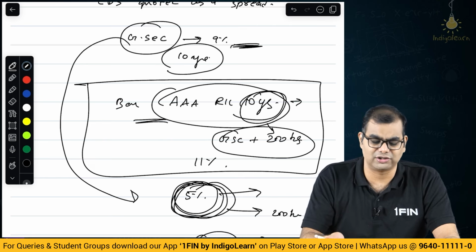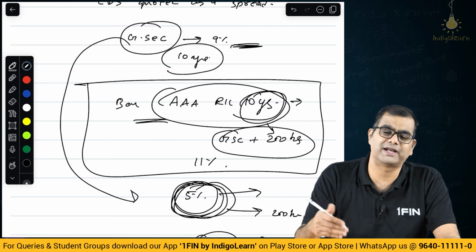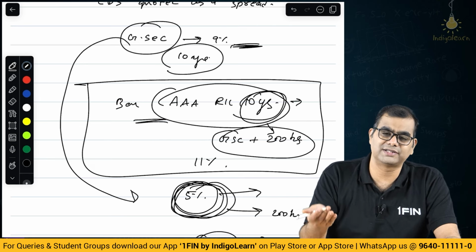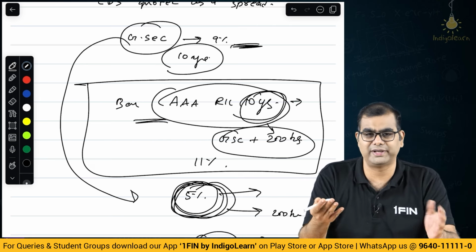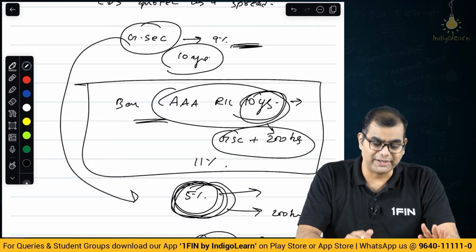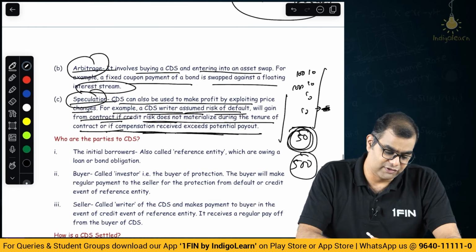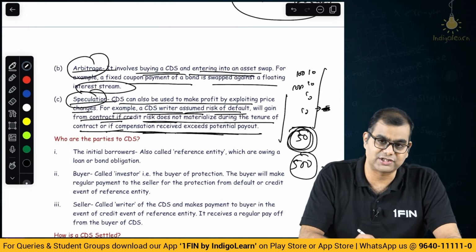Now, you can do fixed to floating also. Convert this fixed into floating, and then compare the floating benchmark rate; if it is much better than the current market floating rate, you will make some money. So, there is a variety of ways in which arbitrage can be done. But the idea is you can use CDS as an arbitrage mechanism. It involves buying a CDS and entering into an asset swap.